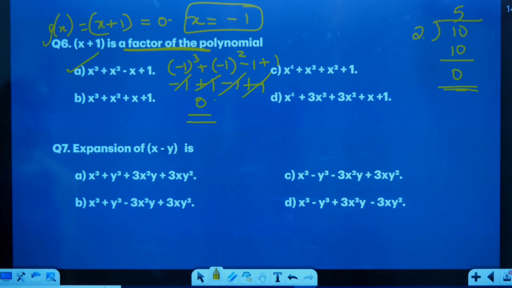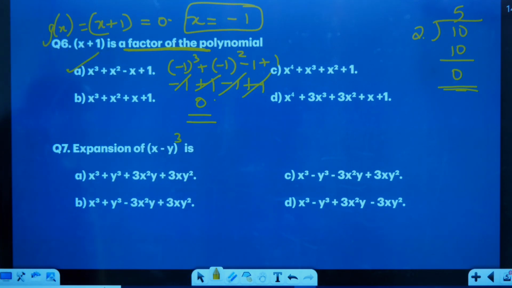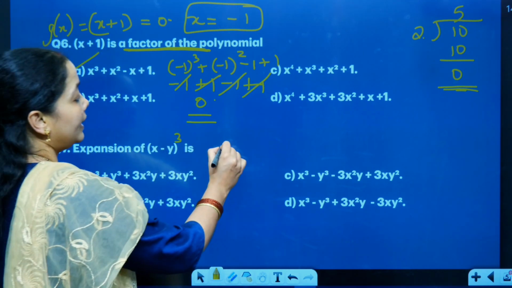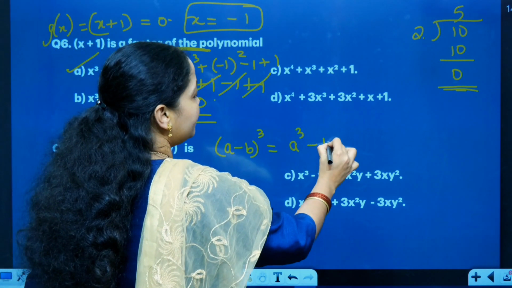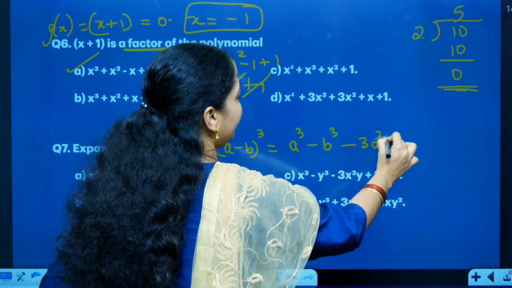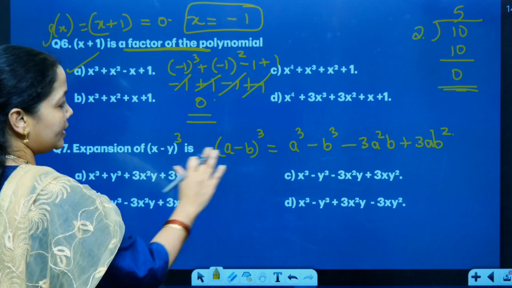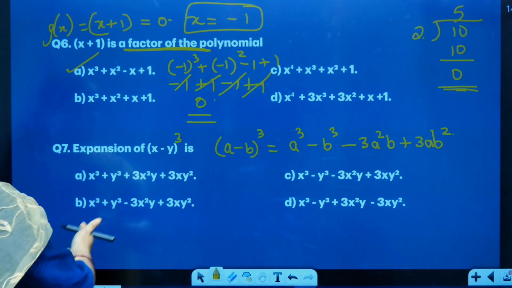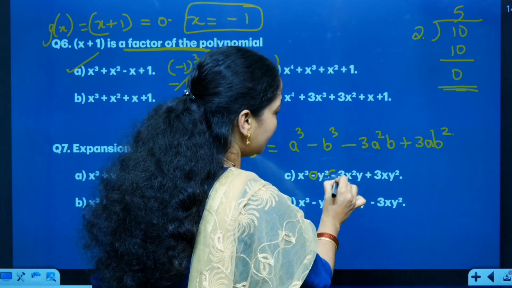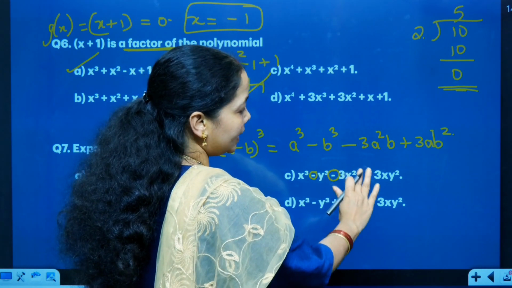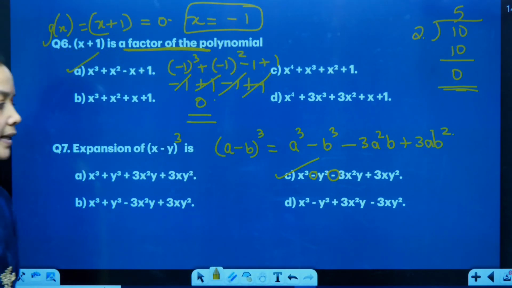Moving to 7th question. Expansion of x minus y the whole cube is. X minus y the whole cube is nothing but a minus b the whole cube, I can say. That is a cube minus b cube minus 3a square b plus 3ab square. In the place of a I have x, in the place of b I have y. So I can just look into the options which have two negatives. So in option C I have two negative positions, x cube minus y cube minus 3x square y plus 3xy square. So option C will be my right answer. Simply concluding it, option C.